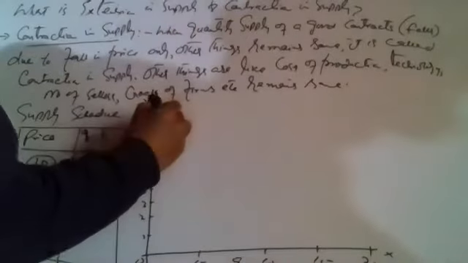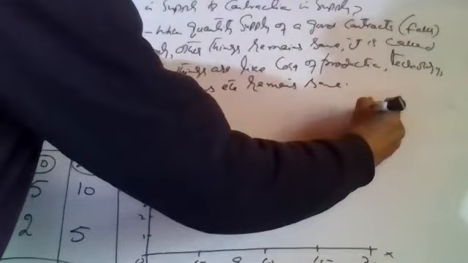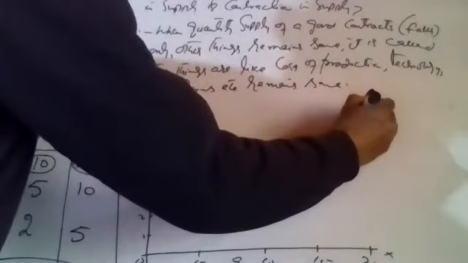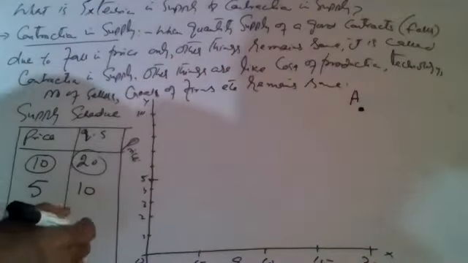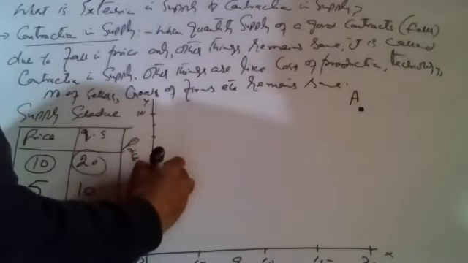Price is 10 and quantity supply is 20. This becomes a point, for example point A. Price falls to 5, quantity supply falls to 10.